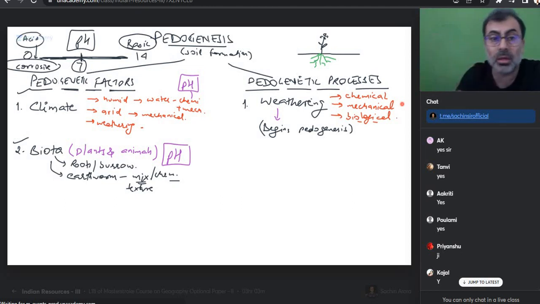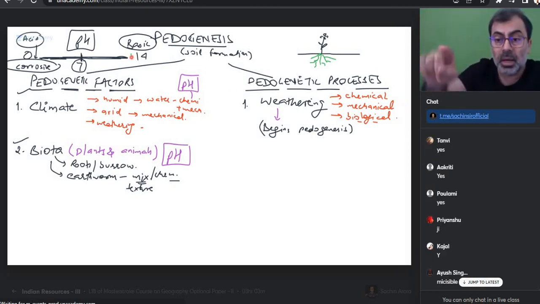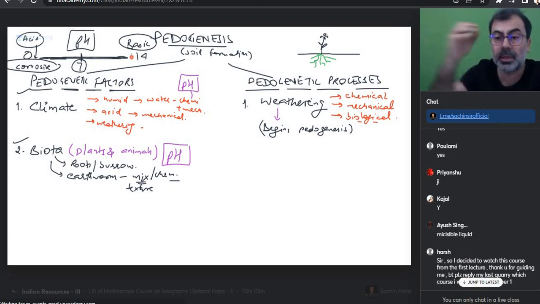I don't know. You are not able to think what is basic. I'm saying, Ayush is saying miscible liquid. Ayush, leave it. The public will get scared.